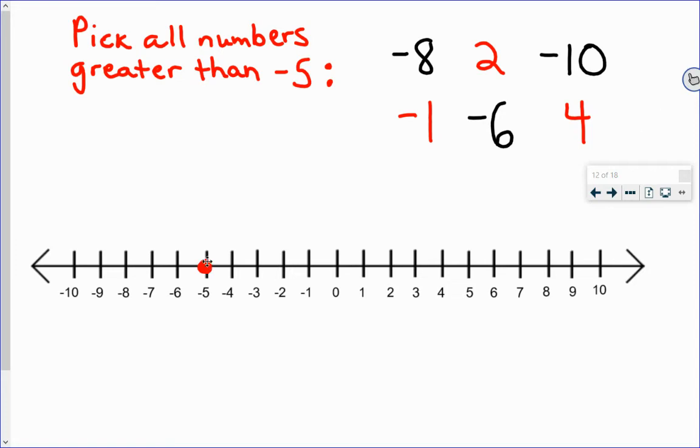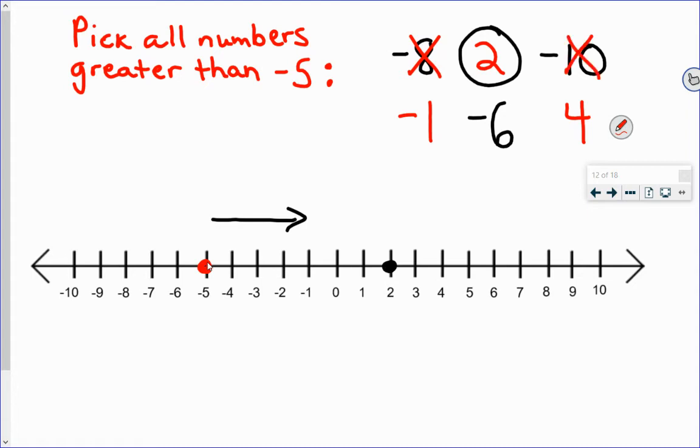So, is negative 8 going this way? No, it's not. So we know that that is not greater than negative 5. Is the number 2 to the right? Yes, it is. So that's a good answer. Is the negative 10 to the right? No, it's over here on the left. So that's not the right answer.